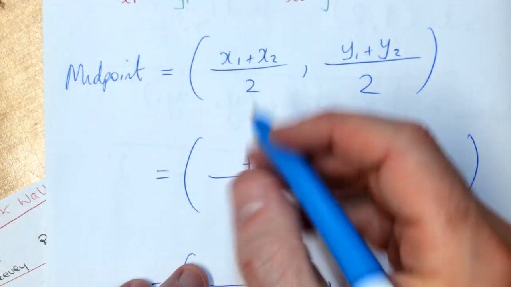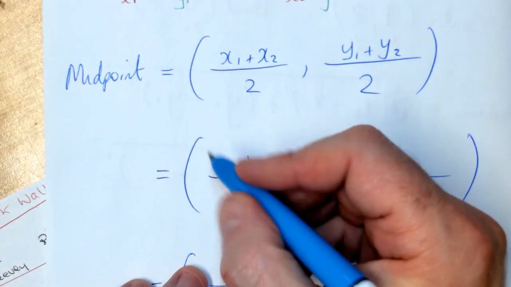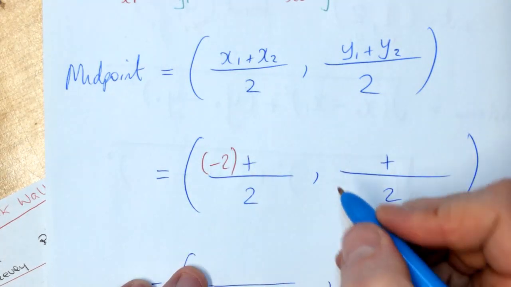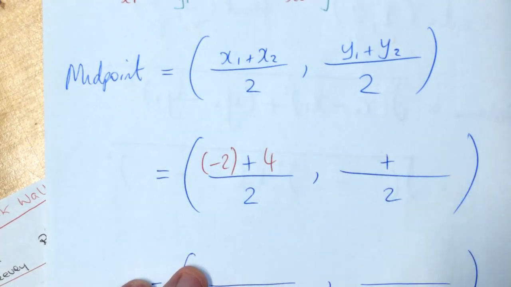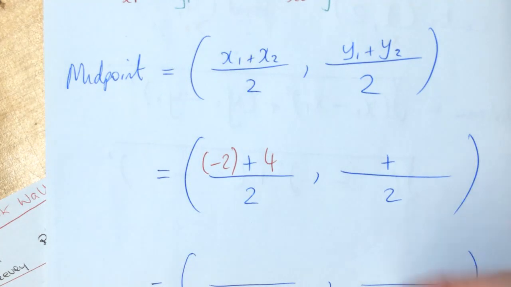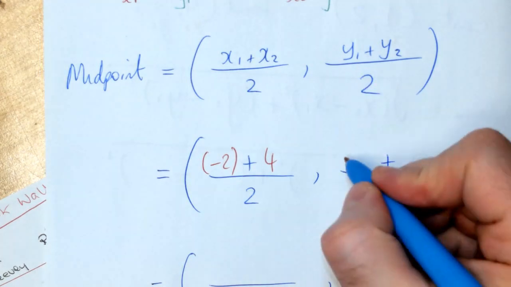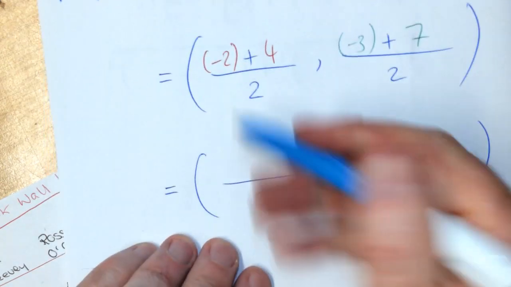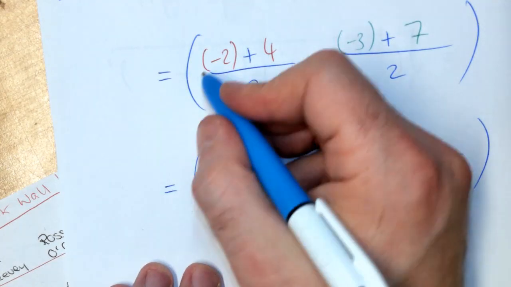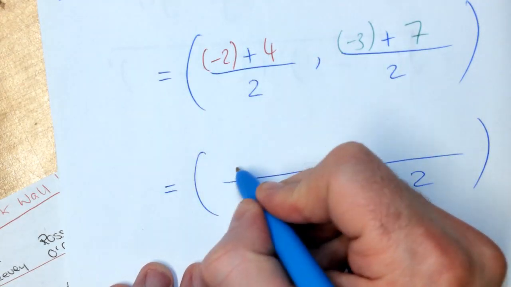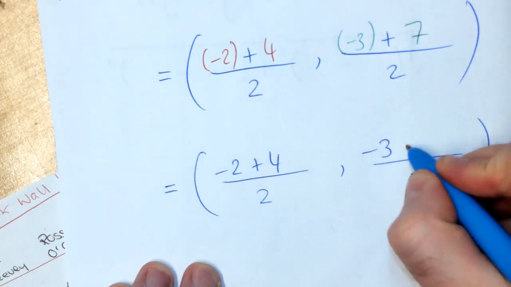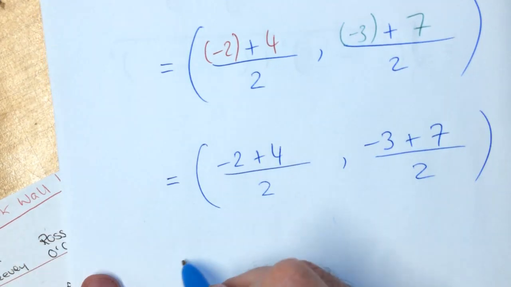Plugging in here, x1 is -2, with brackets if you've got negative numbers, and x2 is 4. Then y1 is -3 and y2 is 7. Now when we progress forward, at this stage you can get your calculator. -2 plus 4 is positive 4, and -3 plus 7 is positive 4. Your calculator will work these out for you fairly quickly.